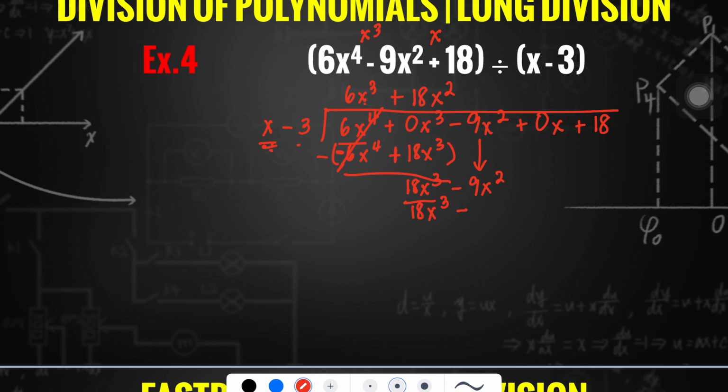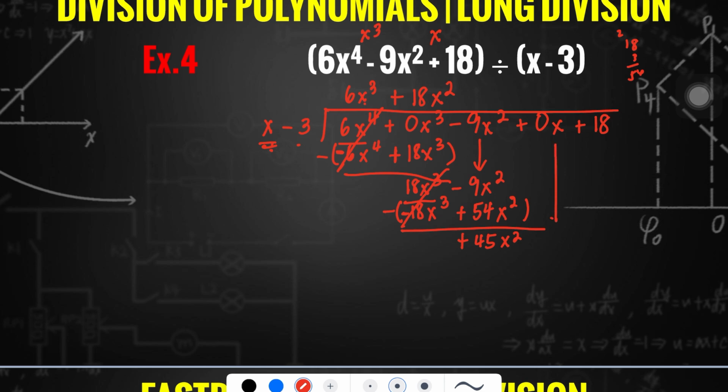So 18x squared times negative 3, that's negative 54x squared. And then subtract them. Change the signs. 18x cubed minus 18x cubed, cancel or 0. And then negative 9x squared plus 54x squared, that's positive 45x squared.